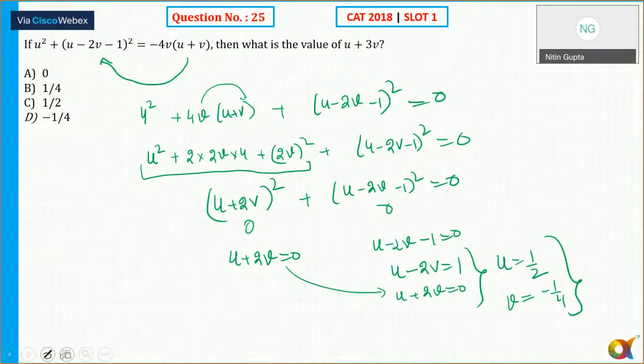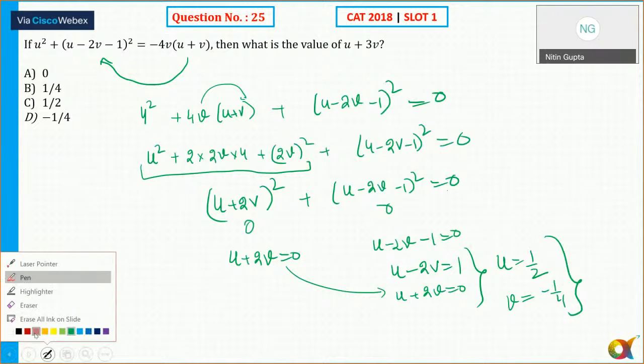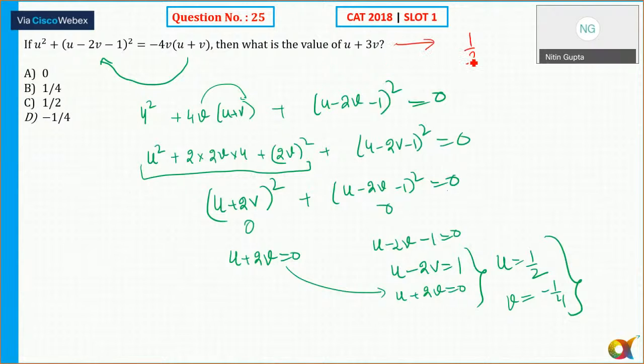So the question is to find the value of u plus 3v. So it is half minus 3 by 4. Will that come out to be 1 by 4 or minus 1 by 4? u is equal to half and v is equal to minus 1 by 4, so half minus 3 by 4 is equal to minus 1 by 4. So the correct answer should be option D, minus 1 by 4.